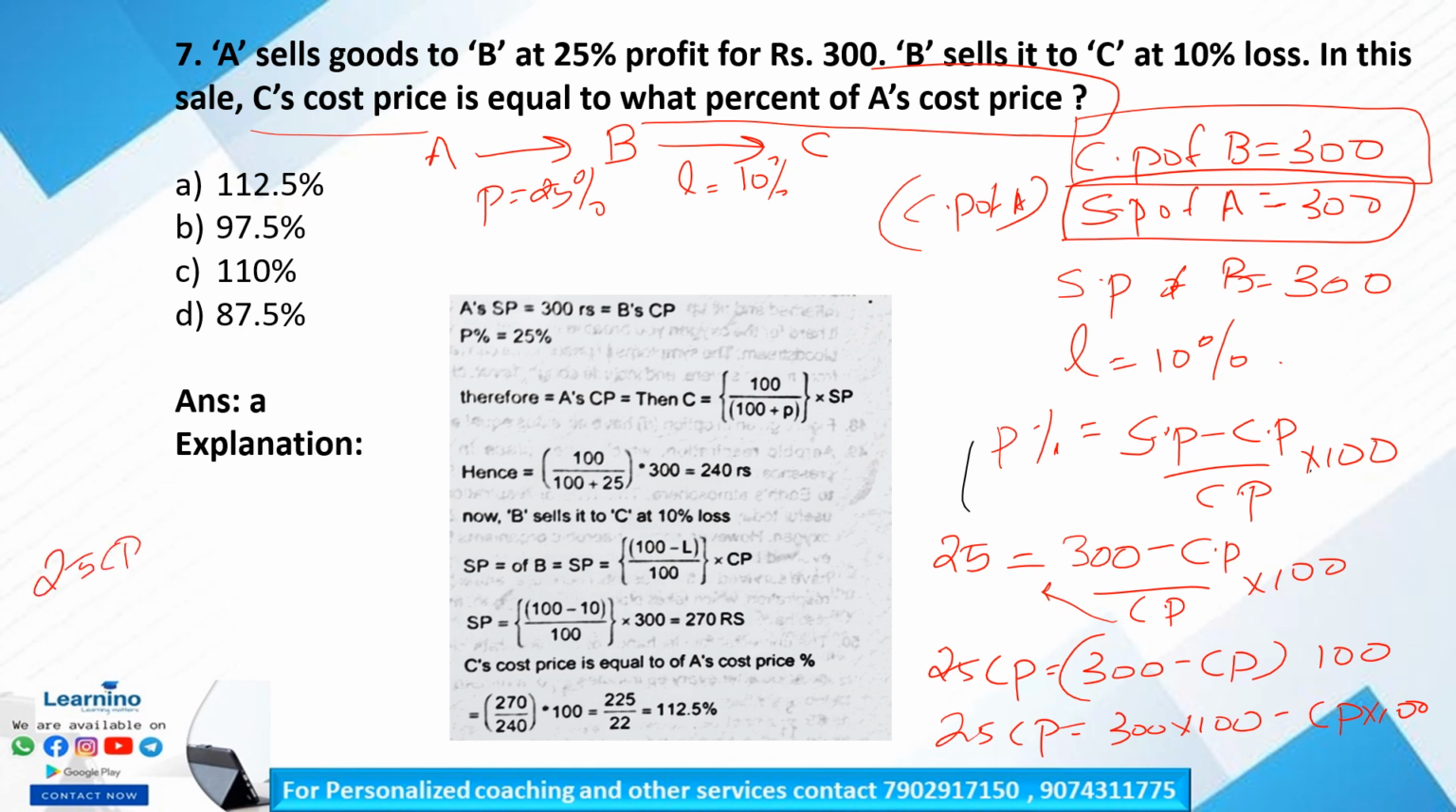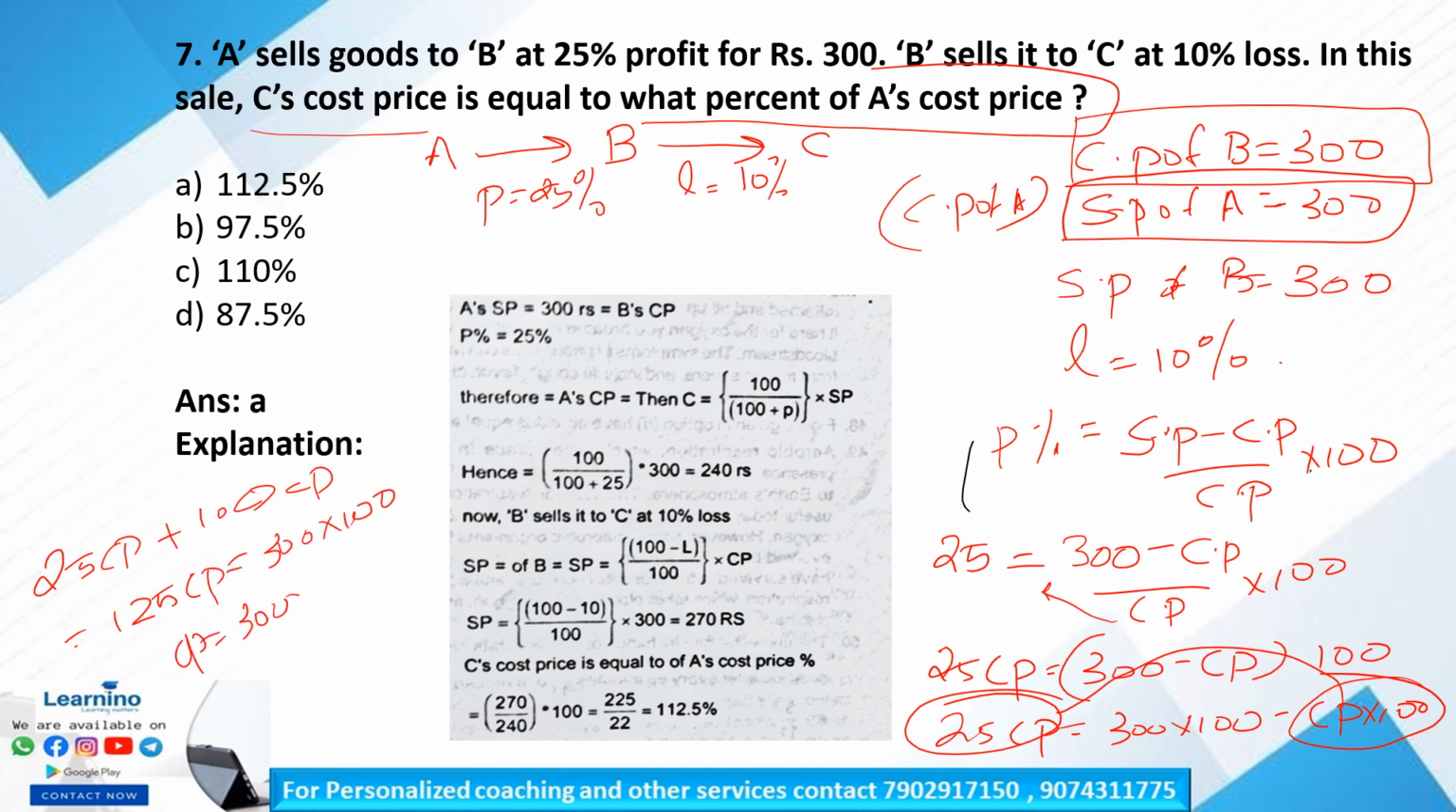25 CP is here, and minus CP into 100 is here. So taking minus CP into 100 to the left hand side, we will get 25 CP plus 100 CP, that is equal to 125 CP, equal to 300 into 100, and CP is equal to 300 into 100 by 125, that is equal to 240 rupees. So we got the cost price of A is equal to 240 rupees.